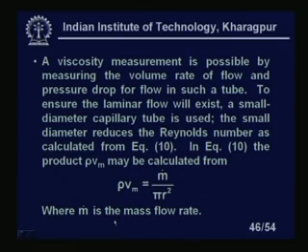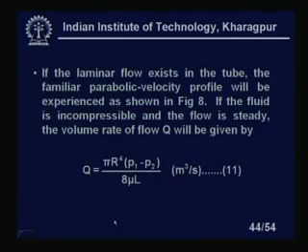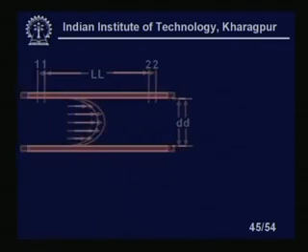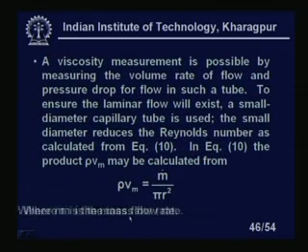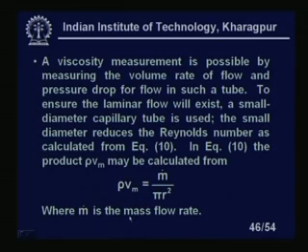A viscosity measurement is possible by measuring this, using very familiar equations, which all of us know. P1 and P2 are the two points between which we are measuring Q. There is a pressure P1 at terminal 1 and P2 at terminal 2. L is the length between the two tappings of the pressures, right. You see that here we have a pressure tap, and we have a pressure tap here also, and this is the length between the two pressure taps. Viscosity measurement is possible by measuring the volume rate of flow and the pressure drop in such a tube.